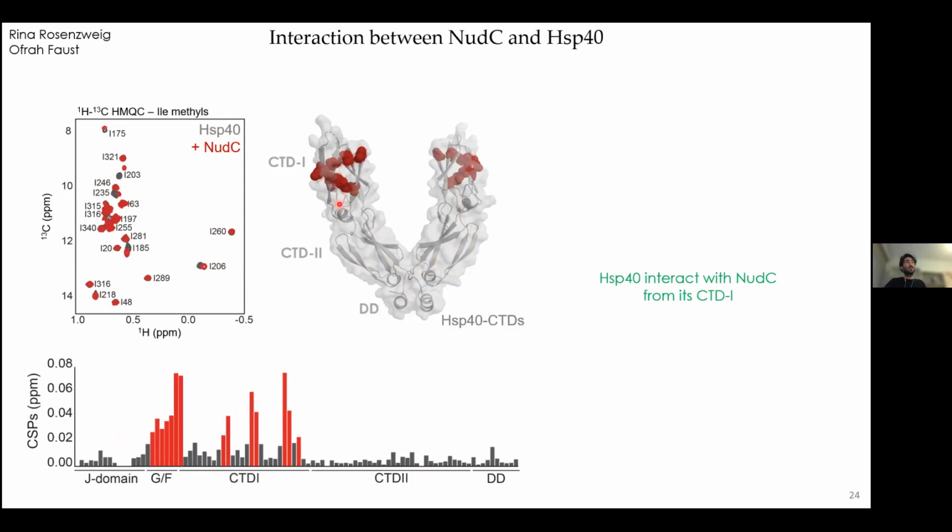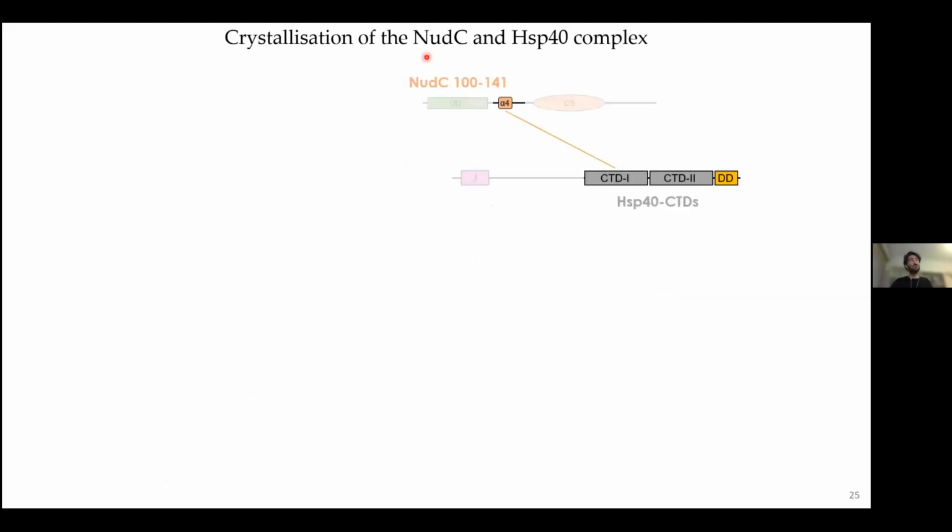And if we plot those significant perturbations on the structure, we can see that they map very well to one specific spot of the CTD1 domain. So we have determined the binding site of those two proteins from both sides of the interaction. So from there, we can produce a minimal construct that contains only the rigid part that we know will interact with each other to try to do co-crystallization.